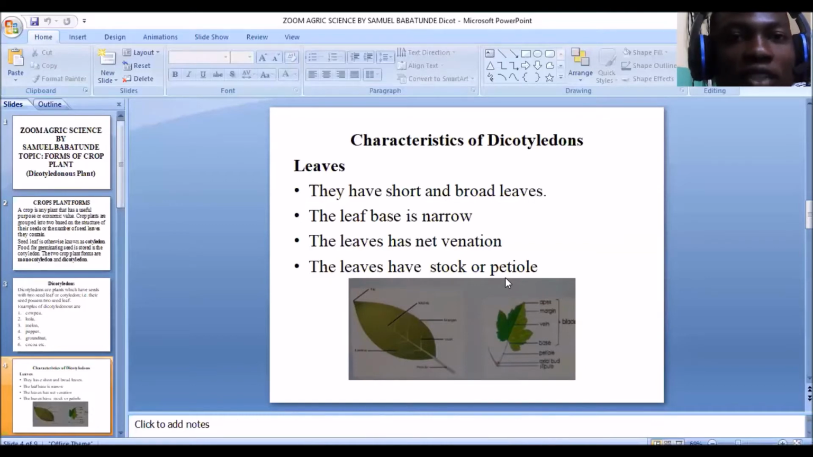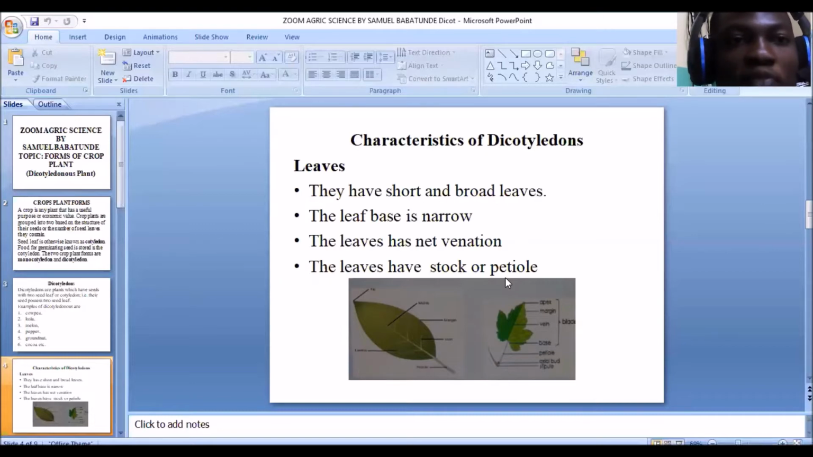The leaves are short and broad compared to the monocot plant, which has long and narrow leaves, like your maize. Maize is an example of a monocot plant. You see it is long and narrow. But if you see the dicot plant, the leaves are short and broad. An example is your orange tree. The leaves are short and broad. Also your mango leaves. So this is one of the characteristics of the leaf of a dicot.